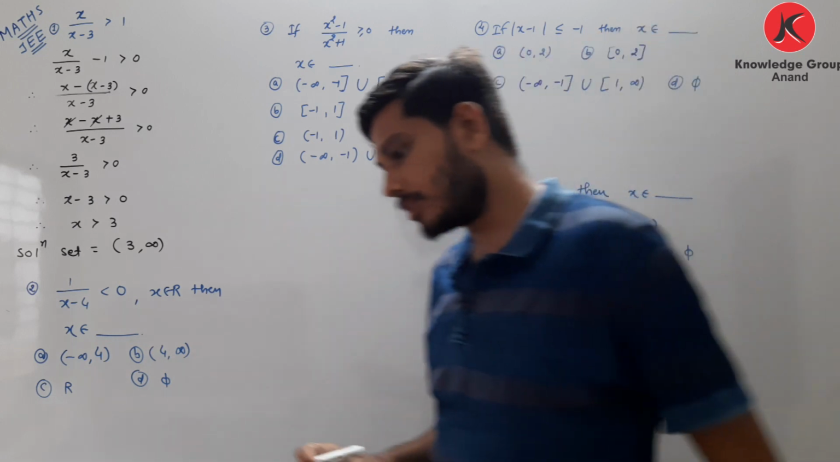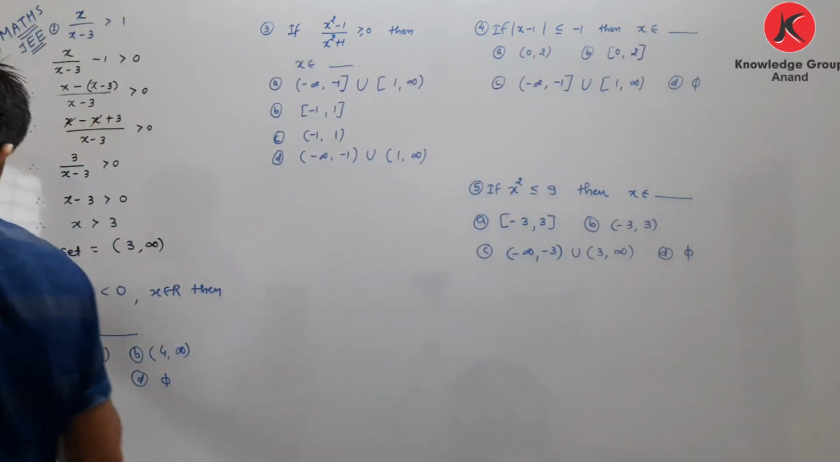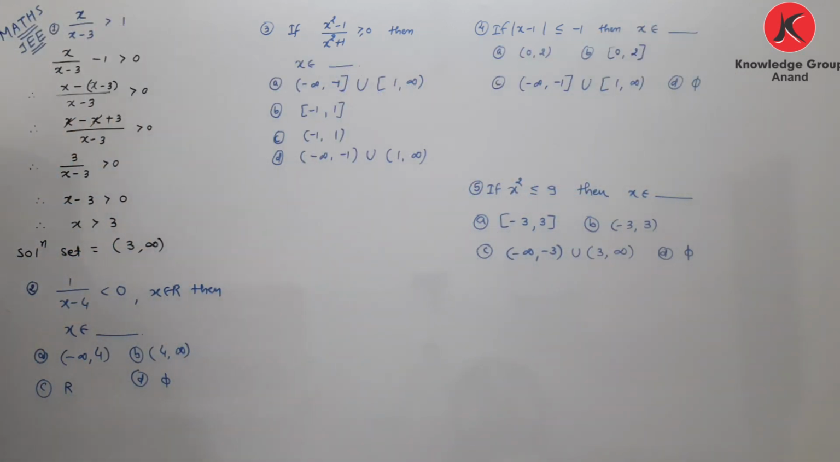This question is also related to this question. 1 upon x minus 4 less than 0, x belongs to R, then x belongs to blank. That means we have to find the possible values of x, the solution set of x.